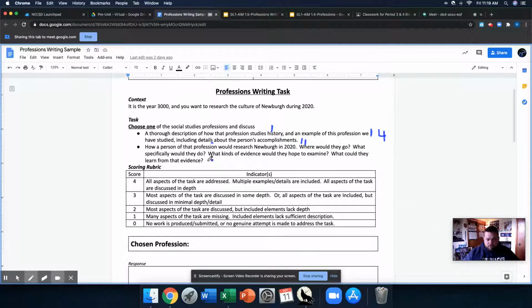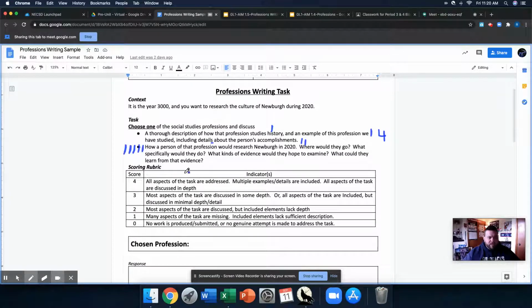Moving on to the next bullet point: how a person of that profession would research Newburgh in 2020. Where would they go? What specifically would they do? And what kinds of evidence would they hope to examine? And what could they learn from that evidence? So how a person of that profession would research Newburgh in 2020, that's one. Where would they go? That's another one. What specifically would they do? Another one. What kinds of evidence would they hope to examine? Another one. And what could they learn from that evidence? Another one.